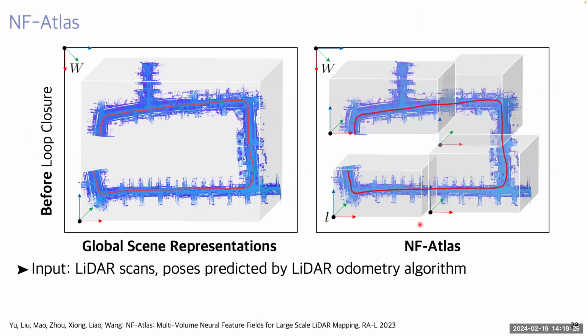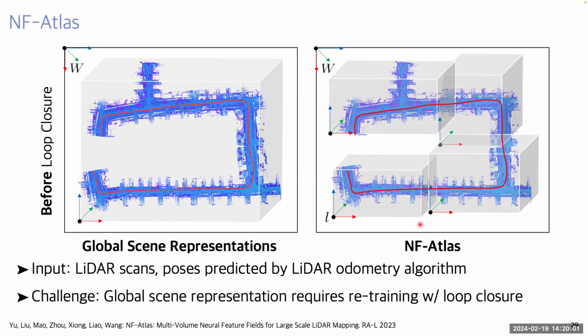And here, what we found as a key challenge is that if you do not use ground truth poses, what we normally do is SLAM, right? You do joint pose estimation and mapping. And in odometry, when you detect a loop, you will need to update the poses, right? But if you use simply a global scene representation, like a large MLP, then if your poses are updated, you need to retrain the full MLP to adapt to the new poses. So the challenge is that the global scene representation requires retraining with the detected loop.